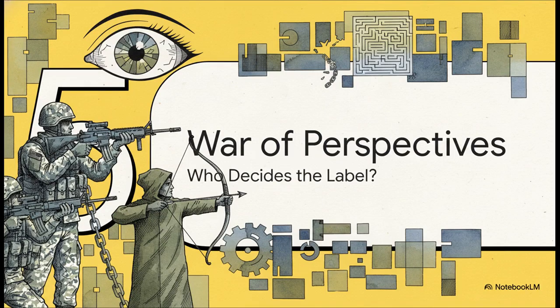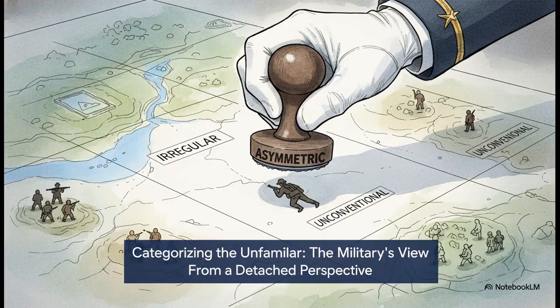Okay, so if they're all pretty much the same thing, then why in the world do we have so many different names for it? And that brings us to our final and maybe most important point. It's all about perspective. Think about it. Who gets to decide what to call something? It's the side with the power. In this case, it's the large, conventional, state-sponsored military that's creating all these categories. They're basically just labels they use to try and understand an enemy that doesn't play by their rulebook.